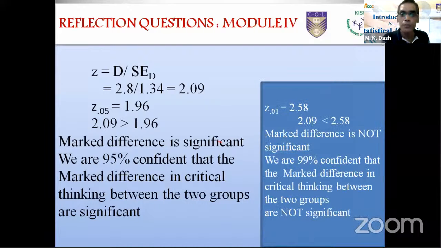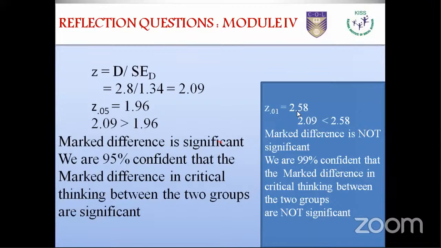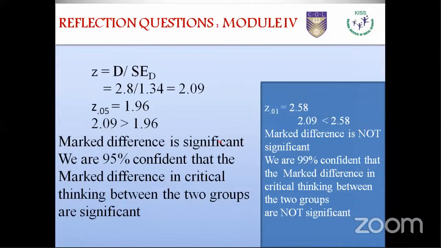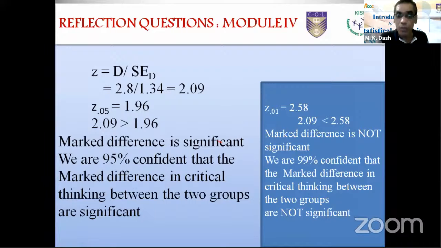Now coming to the 0.01 level of significance. What is the critical value? 2.58. Here the critical value was 1.96. Now the critical value is 2.58. Make a comparison. Our calculated value is 2.09. So 2.09 is less than 2.58. So mark difference is not significant. So we are 99% confident that the mark difference in critical thinking of the two groups of students is not significant.